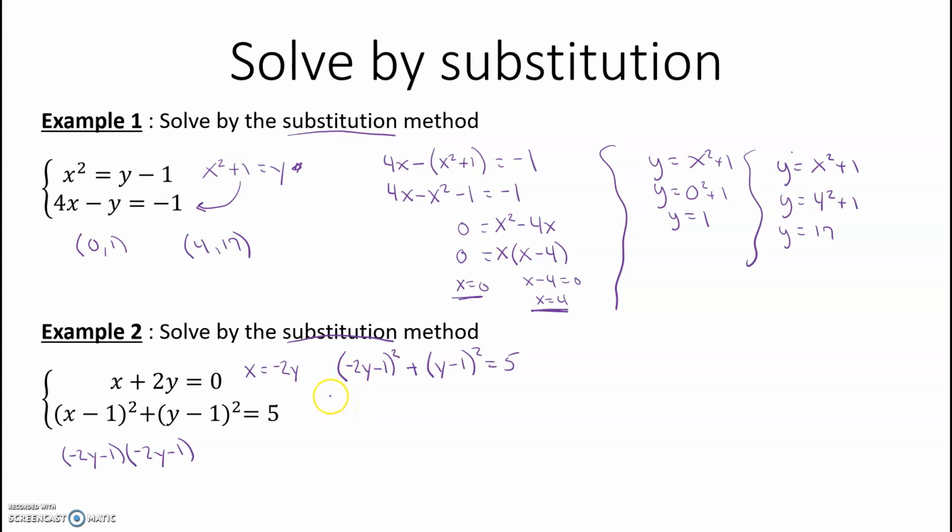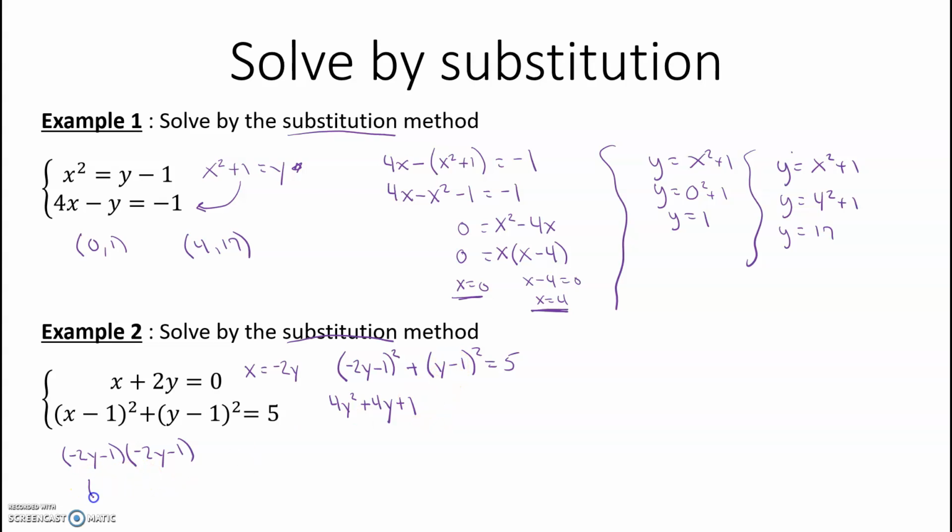But this should become 4y squared plus 4y plus 1. So FOIL it out. Negative 2y times negative 2y. Negative 2y times negative 1. Negative 1 times negative 2y. Negative 1 times negative 1. And combine like terms.